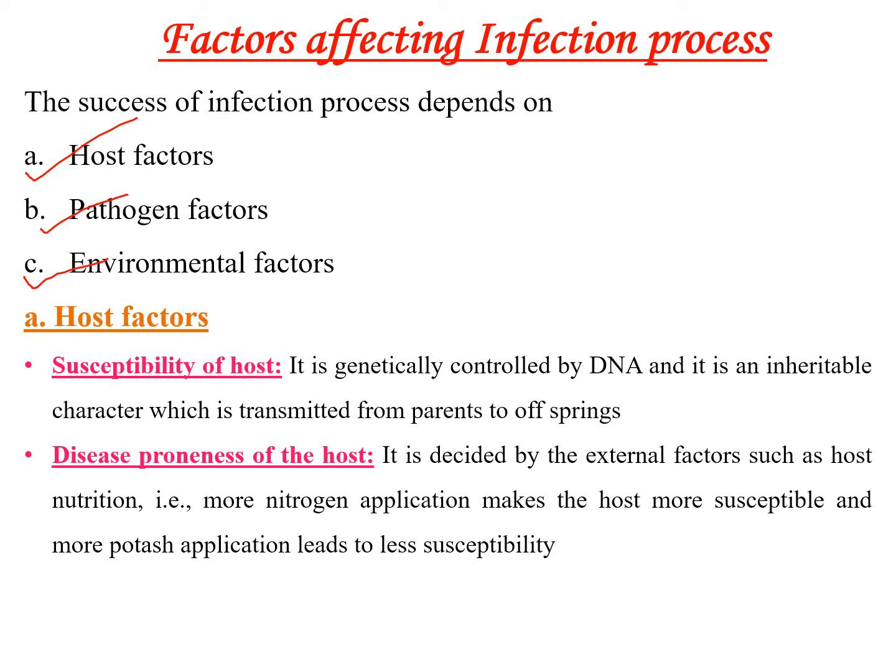And second one, disease proneness of the host. Disease proneness of the host is decided by external factors like host nutrition. If you apply more nitrogen, then it makes the host more susceptible, and if you apply more potash, that leads to less susceptibility. So this disease proneness can be determined only by external factors.